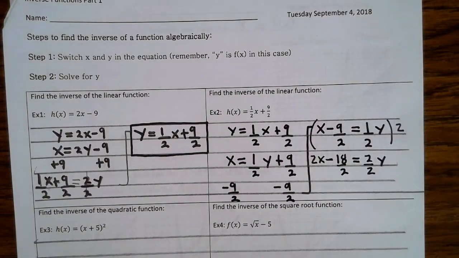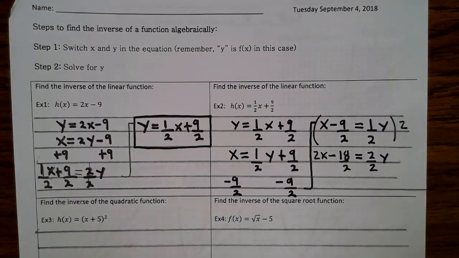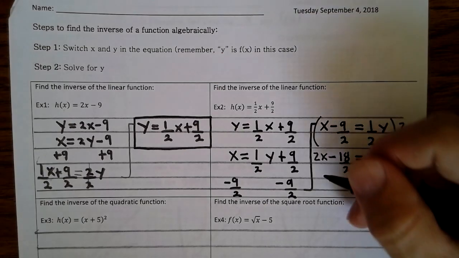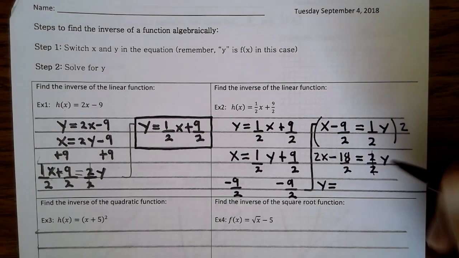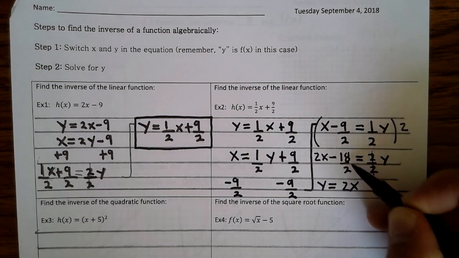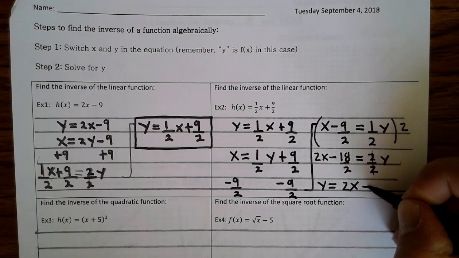All right, now I'm actually going to put the y on the left. So 2 divided by 2 is 1, so you're left with y equals 2x. Negative 18 divided by 2 is negative 9.